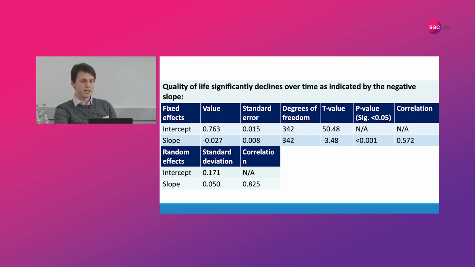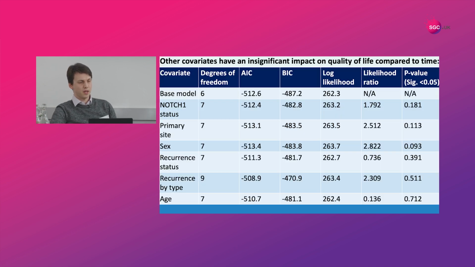We then looked at the other variables that might impact this. In particular, what this showed is that quality of life gets worse over time because the slope was negative. And that was the only factor we found that significantly affected quality of life out of the ones that we were able to look at. These are the other factors that we looked at, and none of these were found to have a significant bearing, including Notch 1 status, which we were a little bit surprised by.